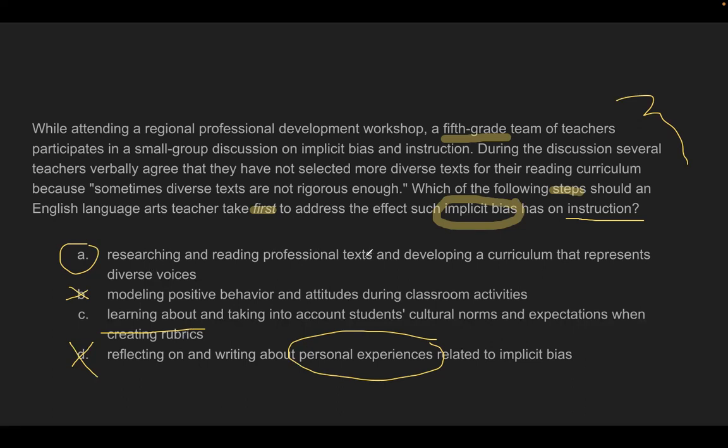Researching and reading professional texts and then developing curriculum with more diverse texts is the first step to eliminating implicit bias and still maintaining rigorous curriculum. So A is correct.